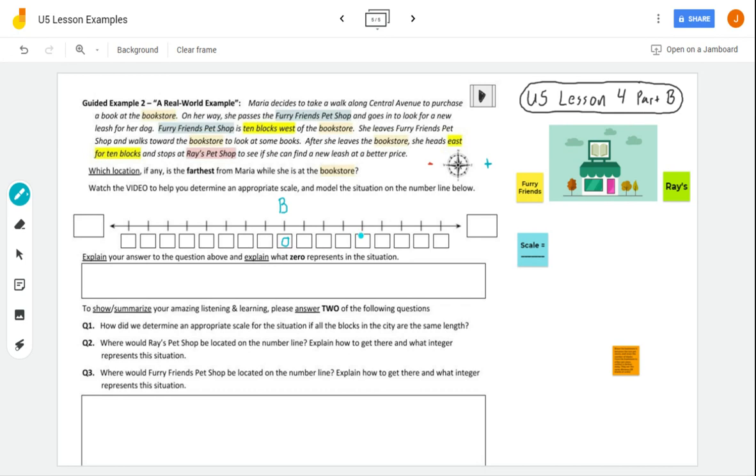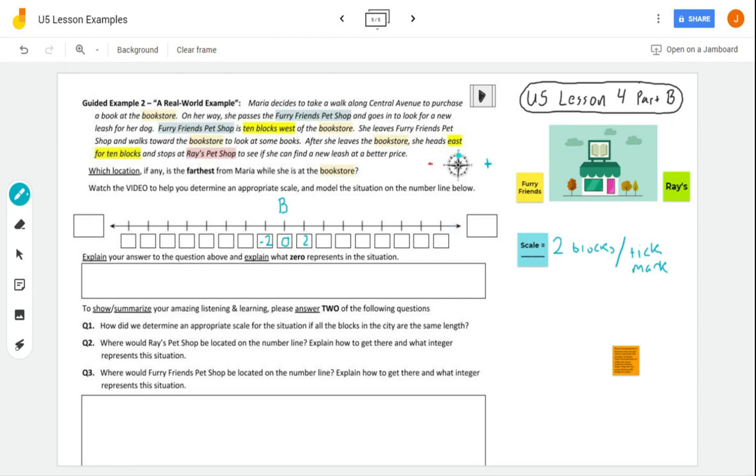So if I count by 2s, I will definitely see 10 in enough time. So I'm going to say that the scale is 2 blocks per tick mark. So each tick mark in here will represent 2 blocks. So then this would be 2, the integer, and on the other side would be -2. I'll allow you to fill out the rest of the numbers, but I will try to figure out where the important locations are and place their integers.